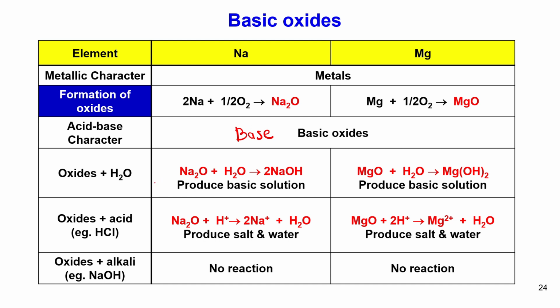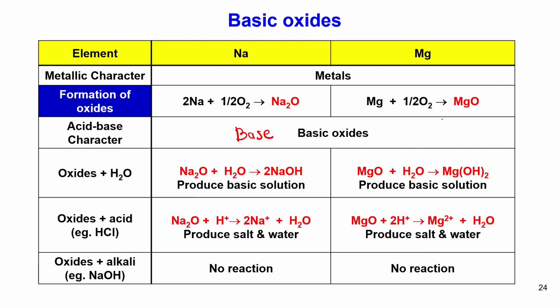Jadi basic oxide Na2O plus water dia akan jadi NaOH. Jadi NaOH ni adalah base. Na2O bila bertindak balas dengan acid dia akan menghasilkan Na plus dan water. Dan kalau dengan alkali dia no reaction. Kenapa dia no reaction? Because dia memang sudah base. Kalau base dengan base tak boleh.